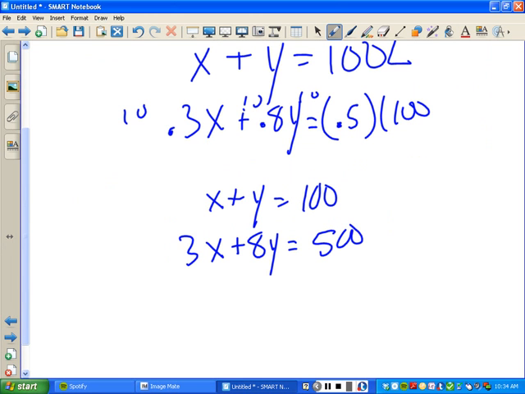Now, I'm sure Bryant just threw numbers around. I don't care. Because 10 times 0.3 is 3. 10 times 0.8 is 8. 10 times 0.5 is 5. Times 100 is 500. Where does this 100 come from? That's the total liters. It's 50% alcohol, and it's 100 total liters.